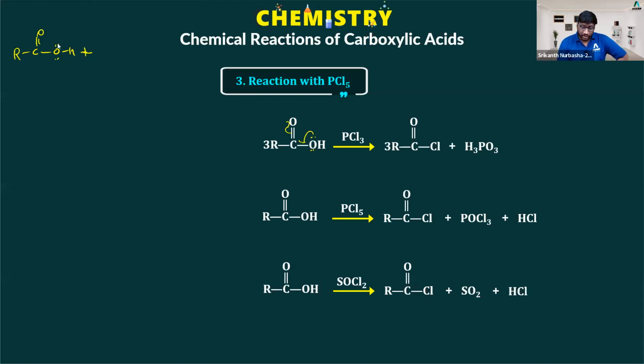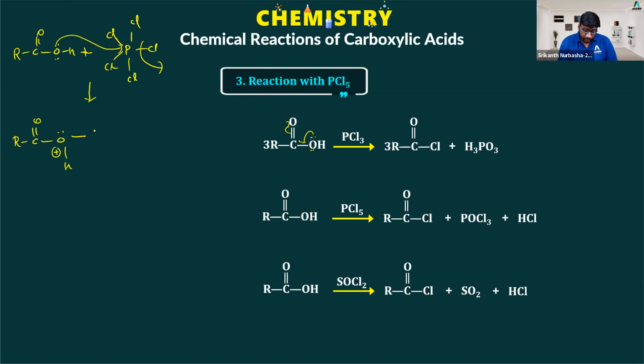RC double bond OH treated with PCl3, PCl5, SOCl2. If you consider the PCl5 reaction, phosphorus is connected to 5 chlorines. A lone pair of electrons present on this oxygen is going to attack the phosphorus, because chloride will be a good leaving group. It will lead to the formation of RC double bond O, oxygen with only one lone pair and a positive charge. As soon as this attack occurs, the chloride is lost.